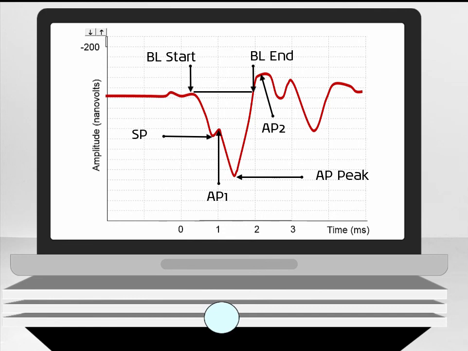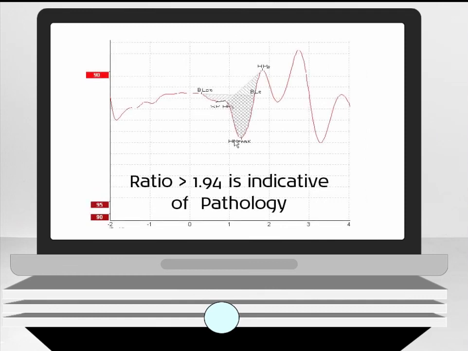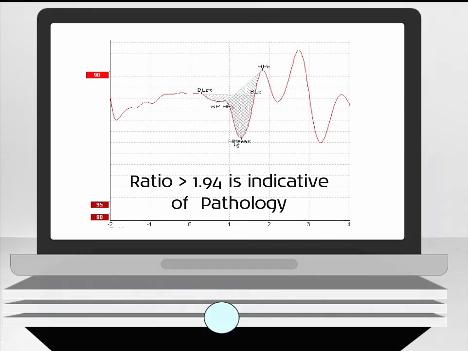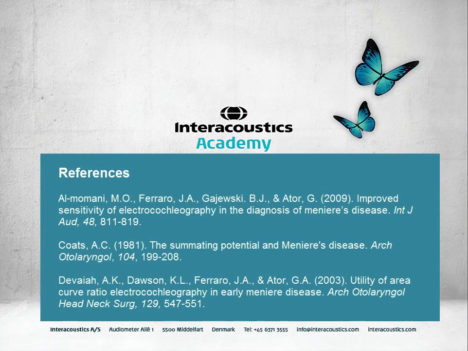Once labelled, an area ratio is calculated automatically by the system. Ratios exceeding a value of 1.94 are indicative of pathology. This concludes this quick guide video on calculating the SP-AP amplitude ratio and the SP-AP area ratio.